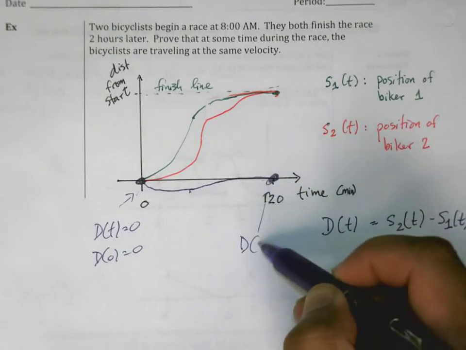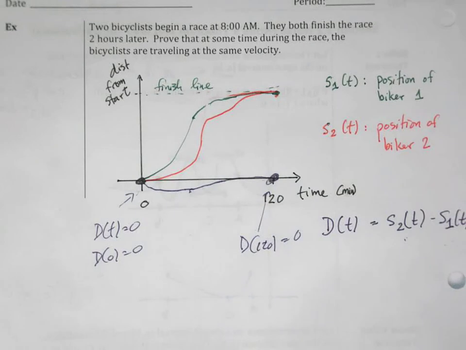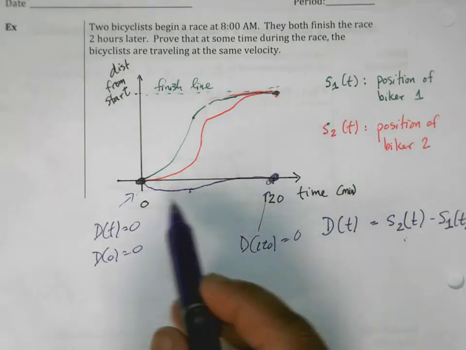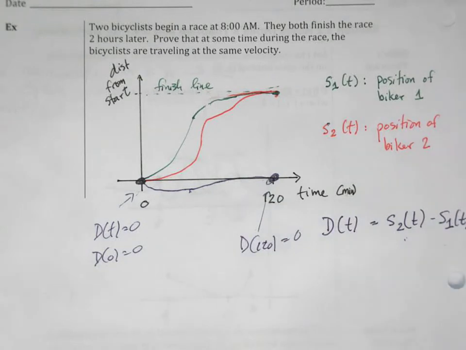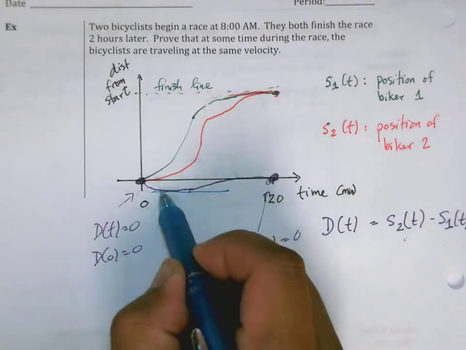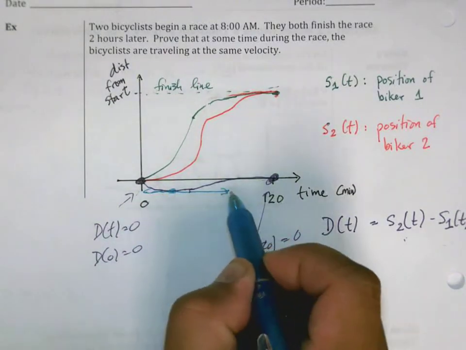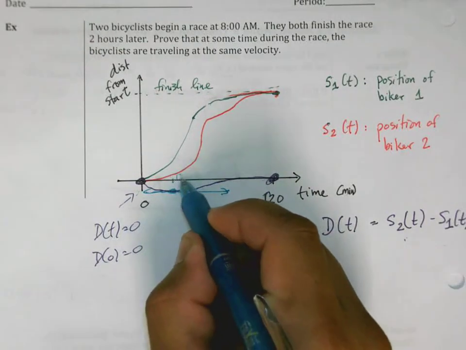and over here d of 120 is also equal to 0. Okay? Now, what this tells us then is that there must be a point in here where the tangent slope is also 0. So there's got to be some point in between there where the tangent slope of the d function is equal to 0. So we'll call that point C. So this is Rolle's theorem.